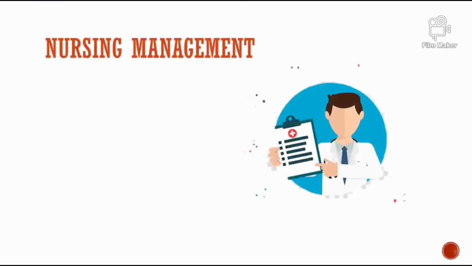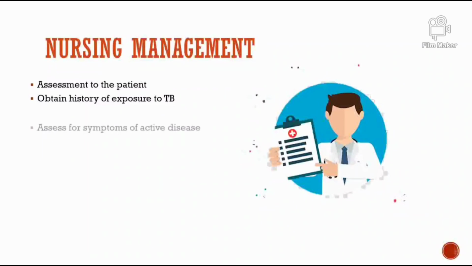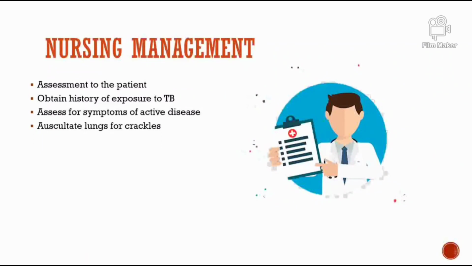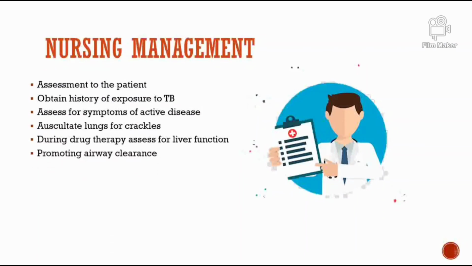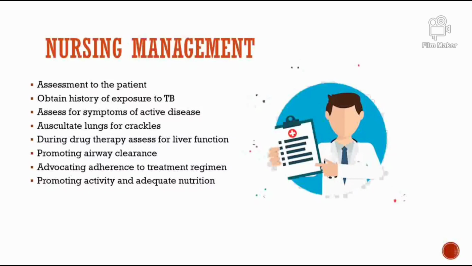The nursing management would be assessment of the patient: obtain a history of exposure to TB, assess for symptoms of active disease, and auscultate the lungs for crackles. During drug therapy, assess liver function, promote airway clearance, advocate adherence to the treatment regimen, and last, promote activity and adequate nutrition and prevent the spread of TB infection.